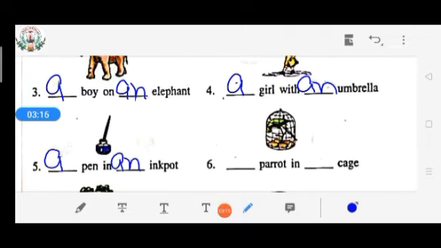Look at the sixth picture, children. Dash parrot in dash cage. So, P is a consonant letter. So, we will use a parrot and C-A-G-E, cage. C is a consonant letter. Here also we will use a cage.